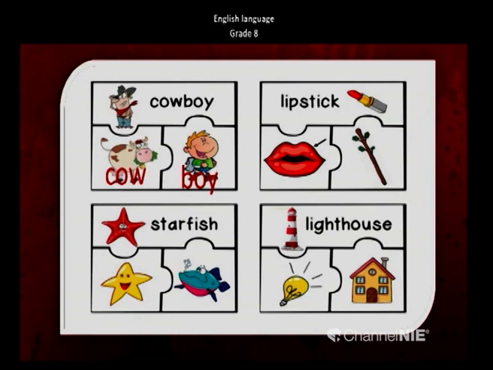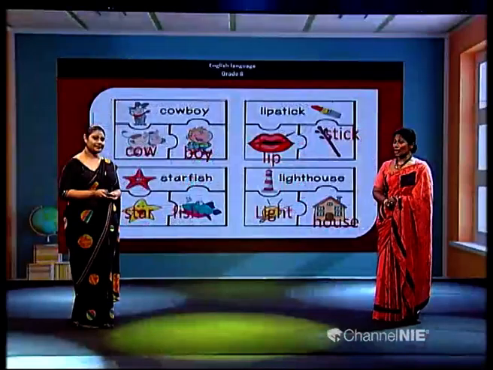So you have lipstick. How do you make it? You can see a lip there. Can you see lips? Yes. And there's a stick. All right. So how does it go? Lipstick, lipstick. Now you have a starfish, and there is a star over there and there is a fish. Together the compound noun is starfish. Children, what about the last one? There's a light, and then there's a house. So it's lighthouse. You must have gone there, right? You must have visited the lighthouse in Galle, right?